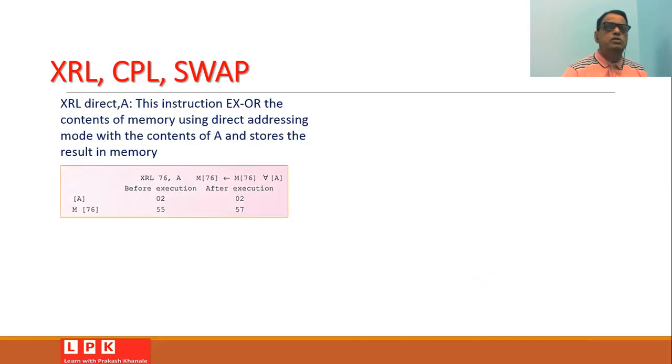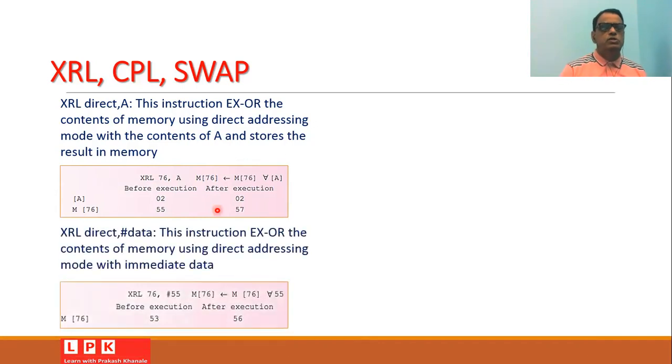Another form of this instruction is XRL direct comma A, where the content of the memory will be exclusive ORed with the content of accumulator. For example, if we write XRL 76 comma A, and A has 02 and 76 memory location has 55, then after the execution of this instruction, we will get the result 02 in the accumulator, and in the memory, we will get the result 57.